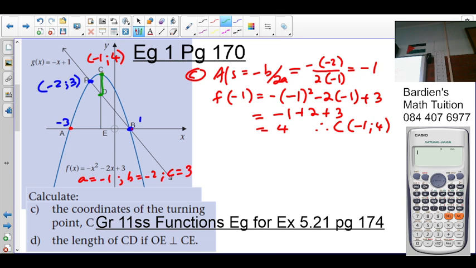If OE, this line here, is perpendicular to that line, or they could have told you the same thing by saying that CD is parallel to the y-axis. It means the same thing. Whenever they ask you this type of distance question, it will always be perpendicular to the x-axis and parallel to the y-axis, but they mention one of the two.